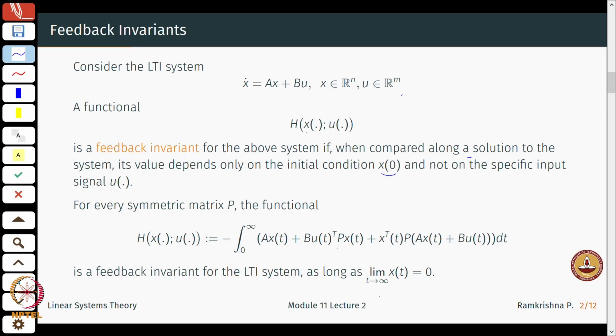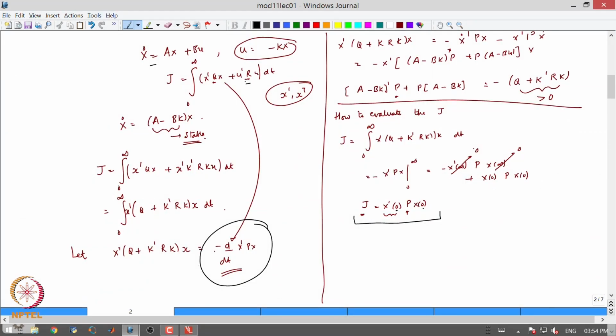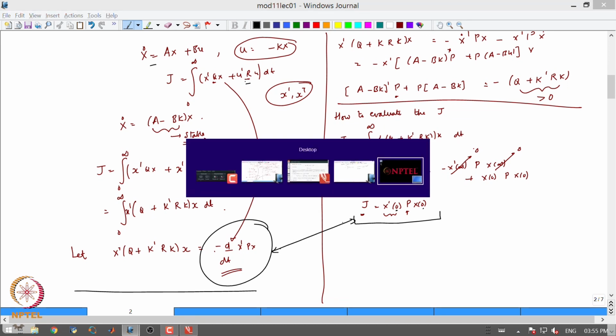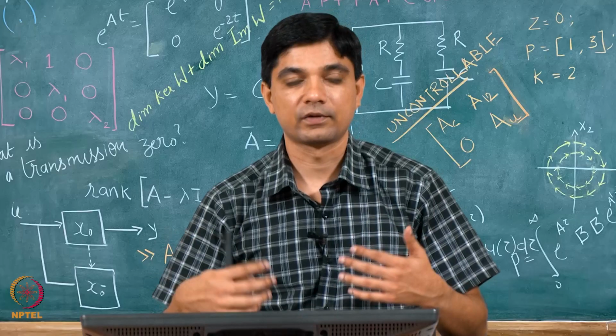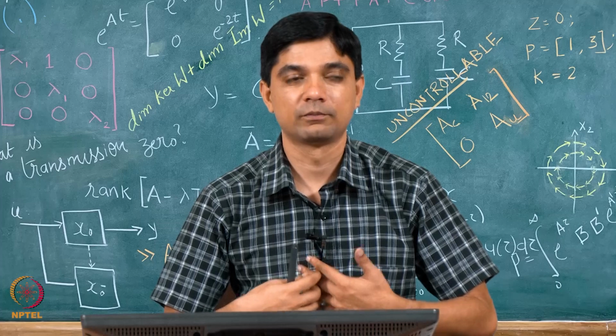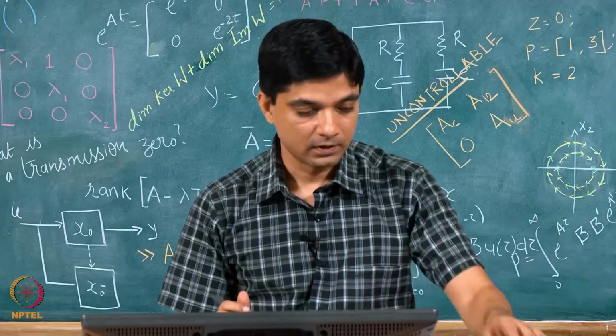So this functional is therefore a feedback invariant. The definition is that its value depends only on x at 0 and not on the specific input signal u. If you remember, in lecture number 1 we used something very similar, and this is exactly what we derived. Now we give it a little formal notion in terms of feedback invariance. Nothing really new is happening here, but we are just trying to give it a more general and systematic meaning.